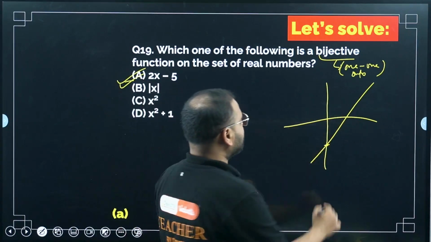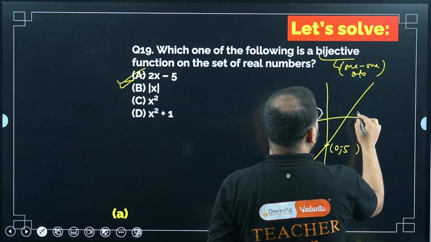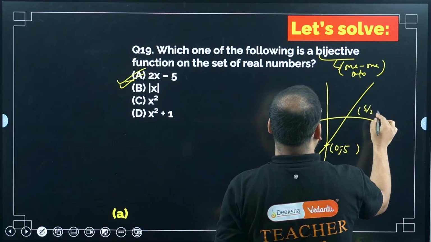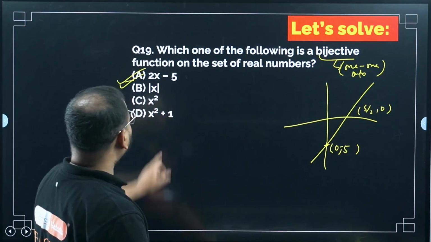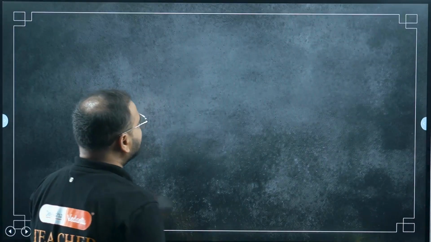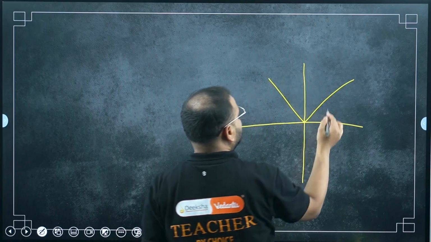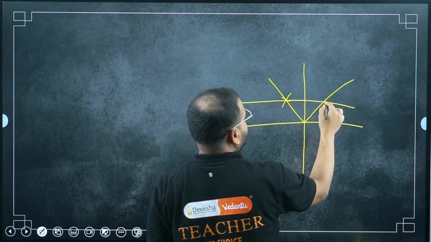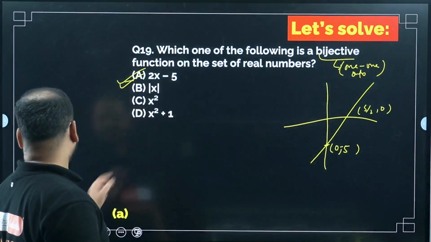Now, this is what point? 0, minus 5. This is what point? 5 by 2, 0. It's a straight line. What about mod of x? How does mod of x look? Remember, if you want to know all the parts, mod of x is this. If I draw a line, there are 2 points of intersection, which means not one-one. Other function, quadratic, x square.